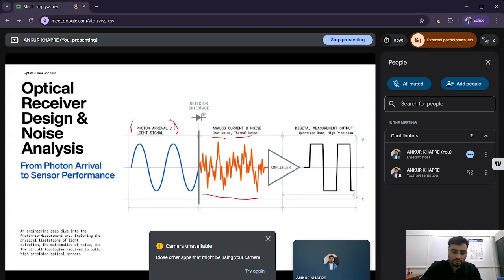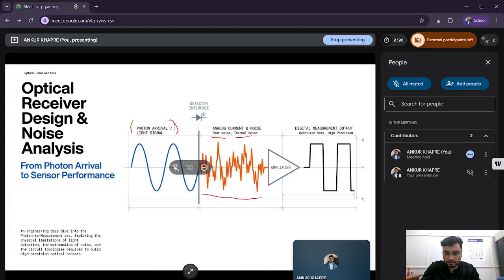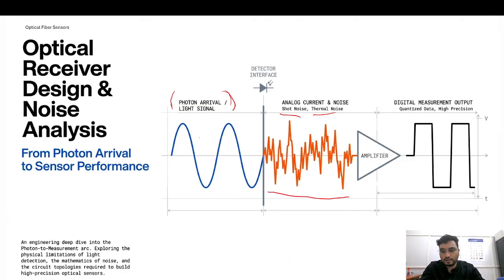So we are just looking into the issues which are associated with the photodiodes. Then we'll go for the next things. What are the photodiodes? What kind of amplifiers are there?